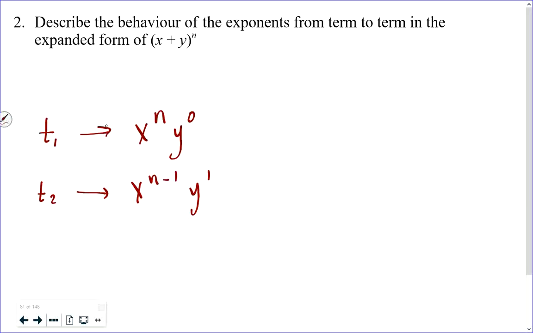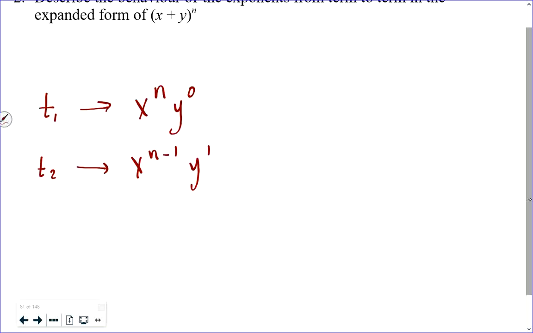Now, if you're confused about the n minus 1, all I'm communicating, although it's a deeper meaning, is that whatever the exponent on x was in T1, it's 1 less. And the exponent on y in the second term will be 1. The third term will contain x to the n minus 2 and y to the 2. I want to do one more before we draw this question to an end. The fourth term, if there is a fourth term, will contain x to the n minus 3, y to the 3.